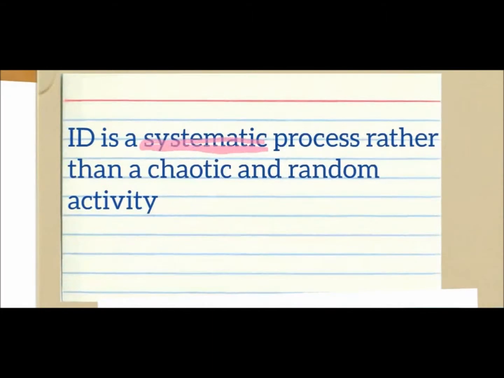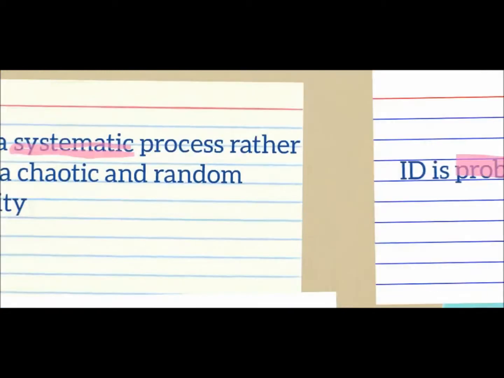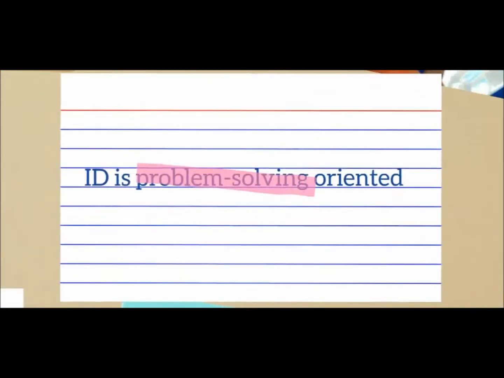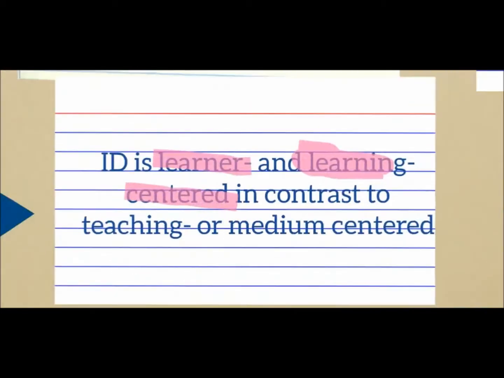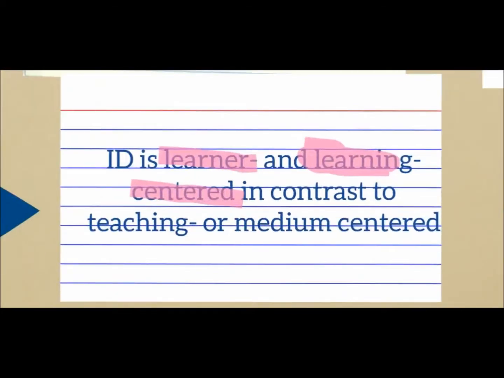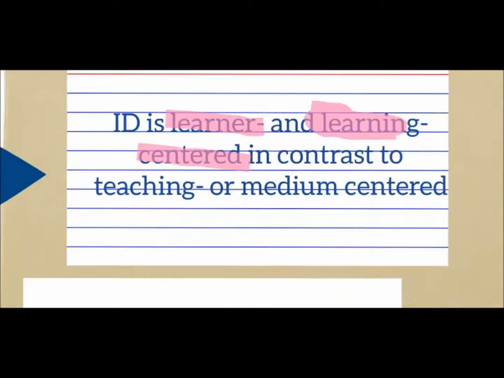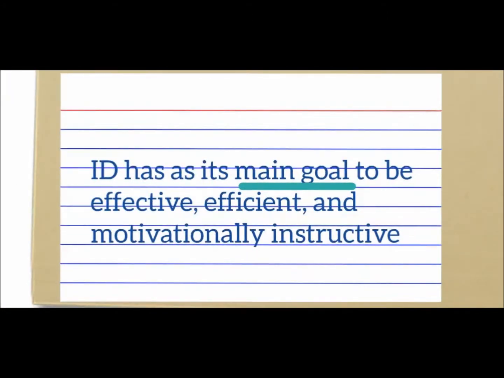There are 6 key principles or assumptions that underlie or form the basis for instructional design. These are that instructional design is a systematic process rather than a chaotic and random activity. Instructional design is problem-solving oriented. Instructional design is learner and learning-centered in contrast to teaching or medium-centered. Instructional design has as its main goal to be effective, efficient, and motivationally instructive.